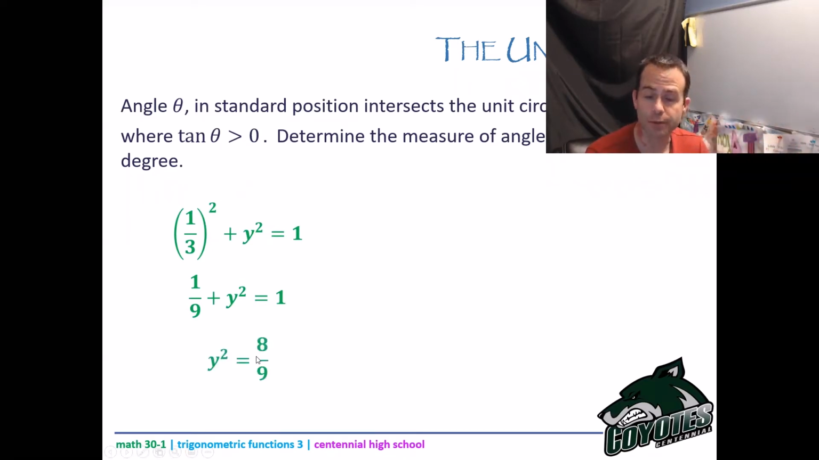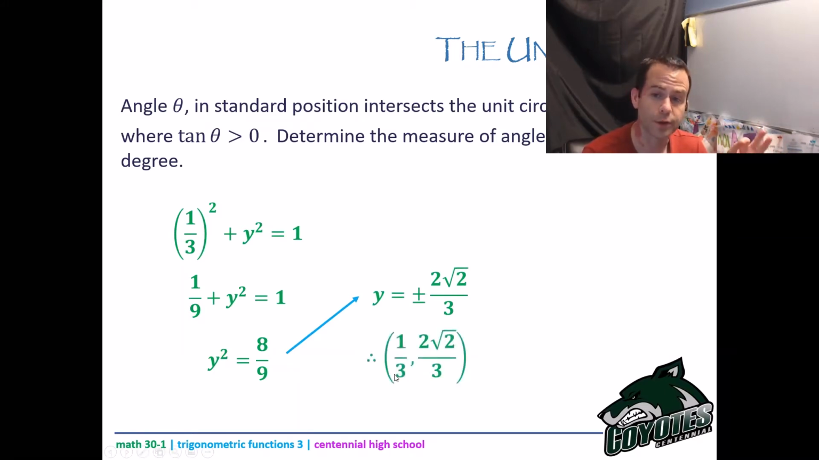I want to square root it. The square root of 8 would be 2 root 2 when simplified, right? Root 8 is root 4 times 2. Root of 4 is 2. So 2 root 2. And then the root of 9 is 3. So we'd be looking at a y value of plus or minus 2 root 2 over 3. But then based on the conversation we just had, we need to take the positive version of that. So the point that I have right now is 1/3, comma, 2 root 2 over 3.